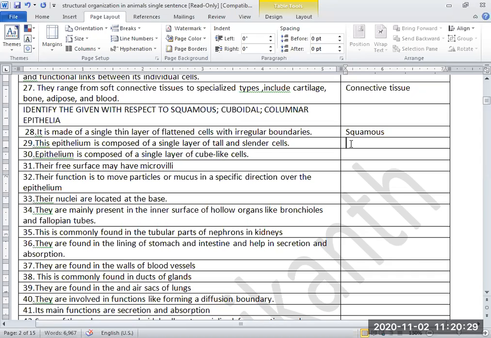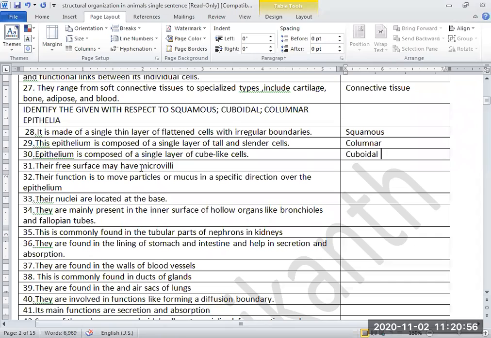Next, question number 29. This epithelium is composed of a single layer of tall and slender cells. Very good. Columnar cells, tall and slender cells. Epithelium is composed of a single layer of cube-like cells. Cuboidal. Yes, very good. Cuboidal epithelium.